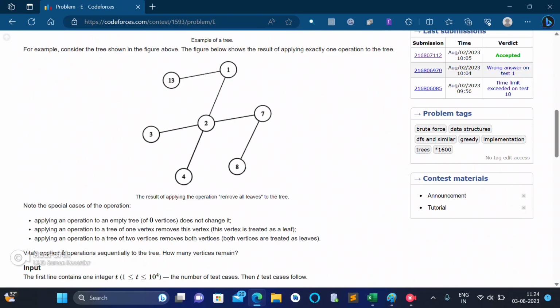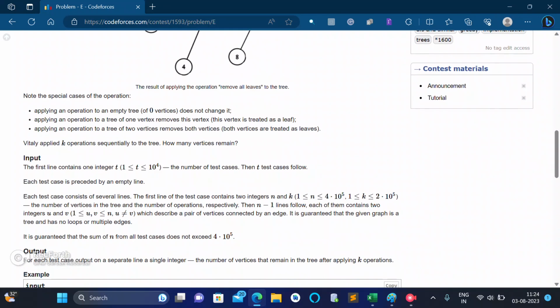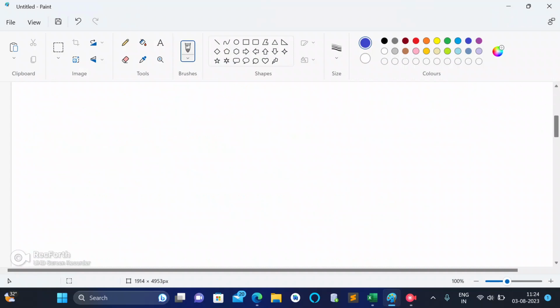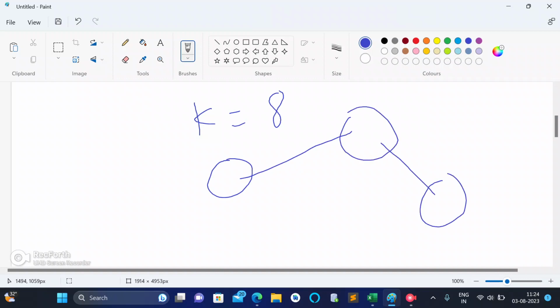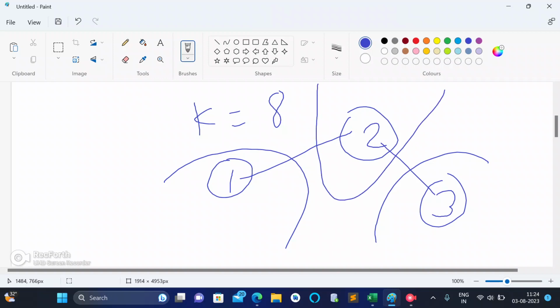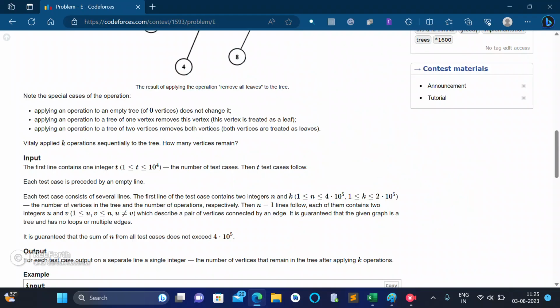So this is what the question is saying. Some of the special cases we can also understand with the help of an example. Let's say we are given k equal to 8, and the tree is something like this: 1, 2, 3. In the first operation I remove 1 and 3. In the second operation I remove 2 also. So in two operations no nodes remain, and the remaining 6 operations are useless. So the answer in this case is 0.